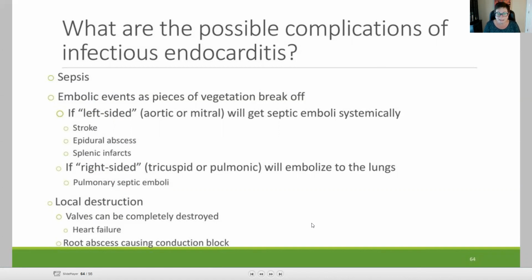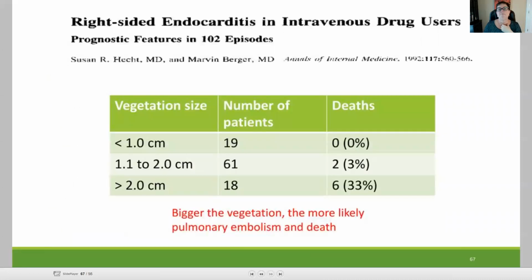Valves can be completely destroyed, and we have had a couple of patients in our heart center where basically nothing was left when the valve and the root were removed to be replaced in the OR. There were basically holes in the leaflets, and the patient has significant heart failure. And root abscess can cause conduction abnormalities. Like I said earlier, the close proximity of the electrical system to the valves really sets this patient up for conduction abnormalities.